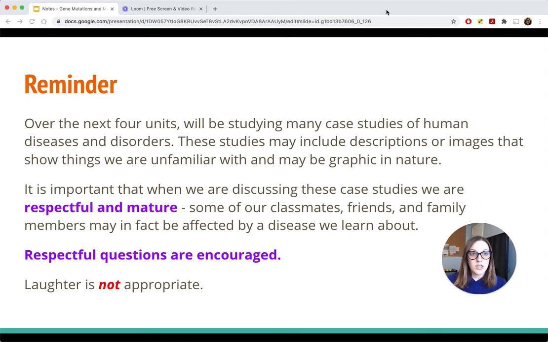This is a really important reminder. Starting now especially, and then moving forward in the next couple of units, we're going to be talking about many case studies of human diseases and disorders. And when we do this exploration, we're going to be looking at descriptions and images that show things that we may be unfamiliar with and may sometimes be graphic in nature because they display medical information. So when we are talking about genetic diseases and disorders, it is absolutely critical that you approach this with a mature and respectful mindset. We need to keep in mind that some of our classmates, friends, and family members may in fact have some of the diseases we will be learning and talking about. So it's okay to ask questions, it's okay to be curious. I really invite and encourage that, but it is not okay to laugh or criticize or make jokes about something that we're learning about and seeing. So laughter is not appropriate, okay?